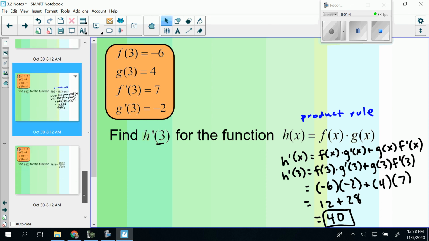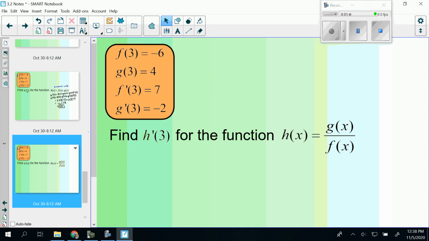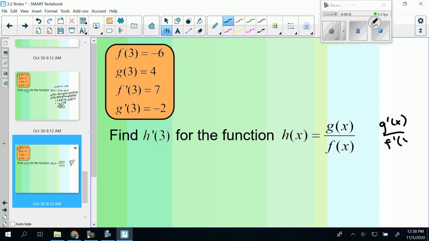Let's try one more here. On this one, same thing, but this time h is division. We got two being divided, and we don't again know what these functions are. Again, don't just go, oh yeah, it's going to be derivative of g and derivative of f, because you will get it wrong. This is asking us to apply quotient rule.